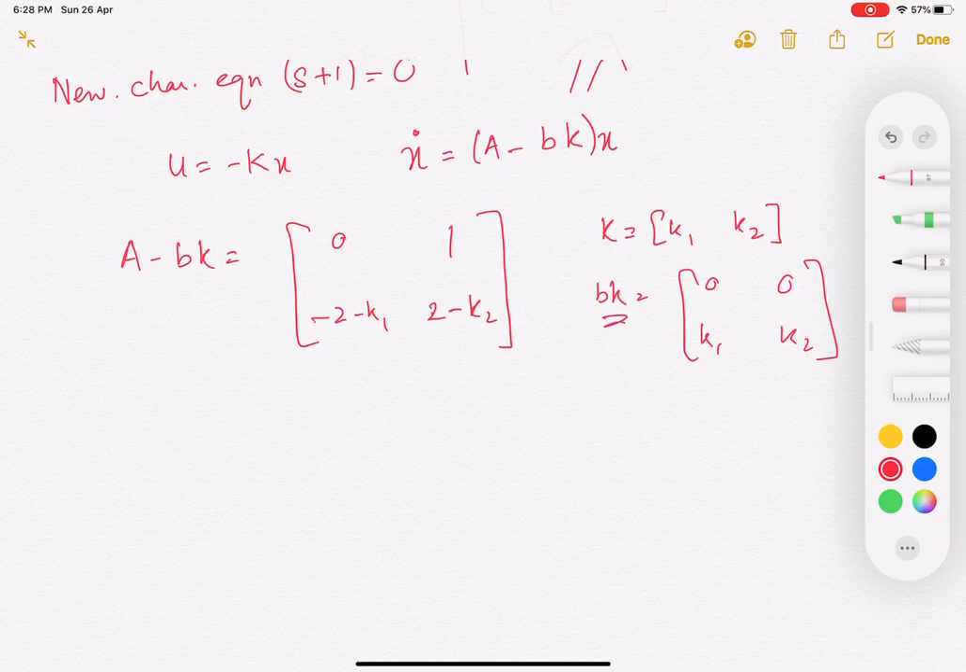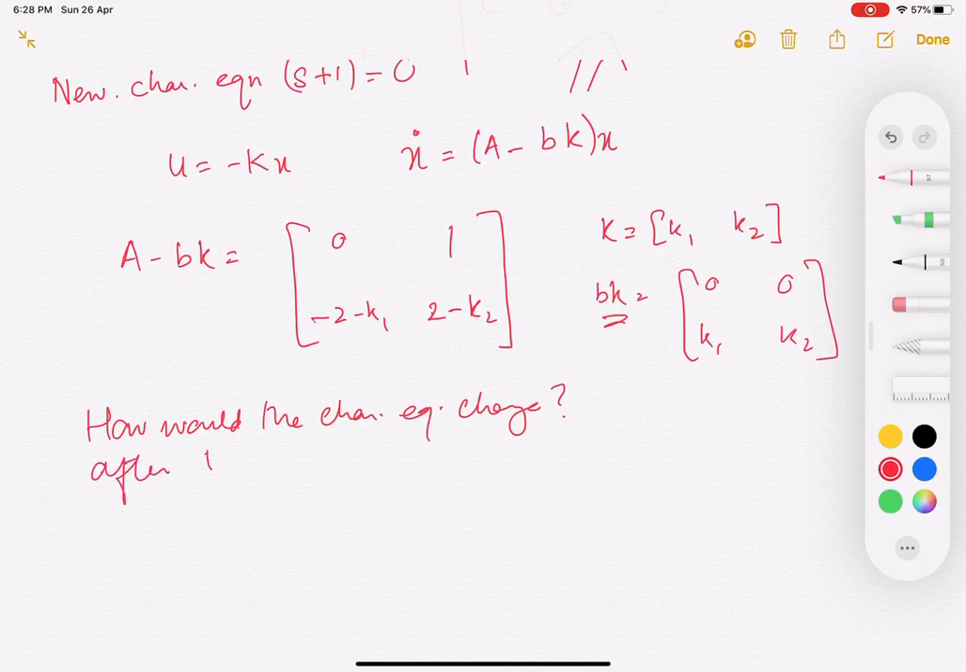Now how would the characteristic equation change? How would the characteristic equation change after you have applied the state feedback law, after u is equal to minus kx is applied on the plant?